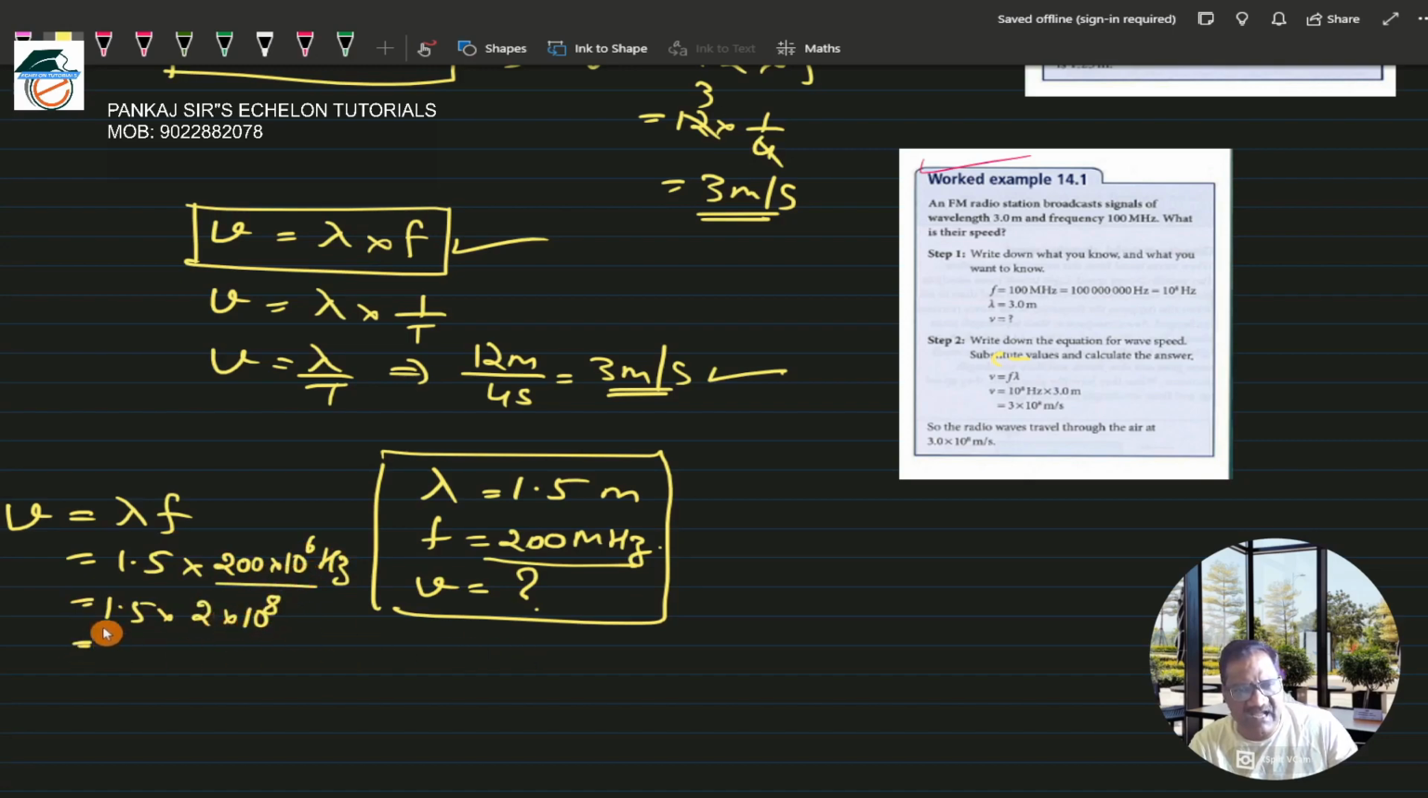Okay. And this 1.5 into 2 will work out to 3. So 3 into 10 raised to 8 meter per second. This is the velocity or the speed of the signal. Is that clear? So the velocity of the signal we have worked out, it is 3 into 10 raised to 8 meter per second. Okay. Now let us try to work out one more example.